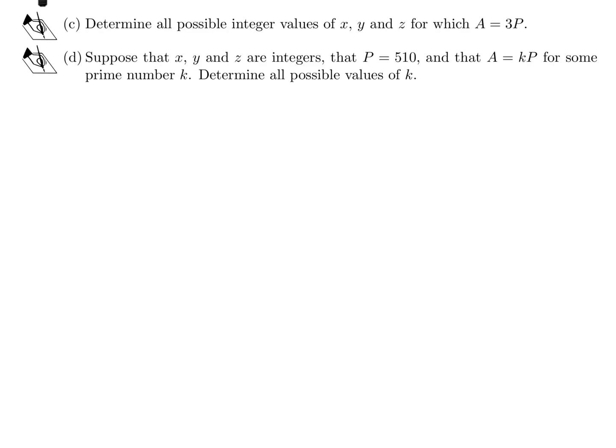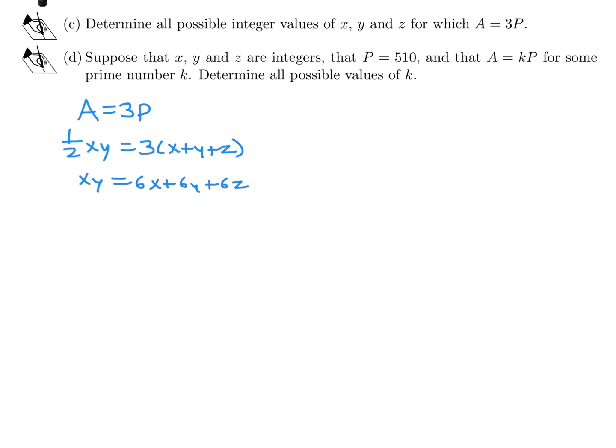Determine all possible integer values of x, y, z for which A is equal to 3P. All right, so A is equal to 3P. Area is equal to 1/2 base times height, and the perimeter is x plus y plus z, correct? Okay, now where do we go from here? I think first let's get rid of this fraction. So we have xy is equal to 6x plus 6y plus 6z.